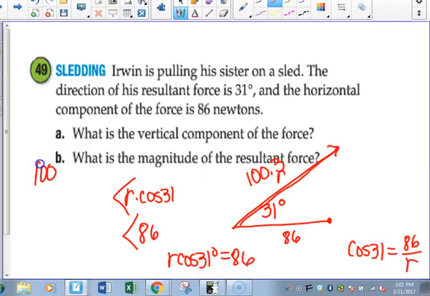We actually did this first. But how do we find this side then? The vertical component. Yeah, you could do tangent with the 86, or you could do Pythagorean theorem, or you could do 31 sine of 100.3. Any one of those would work. Anyone get that, whichever way they did it?